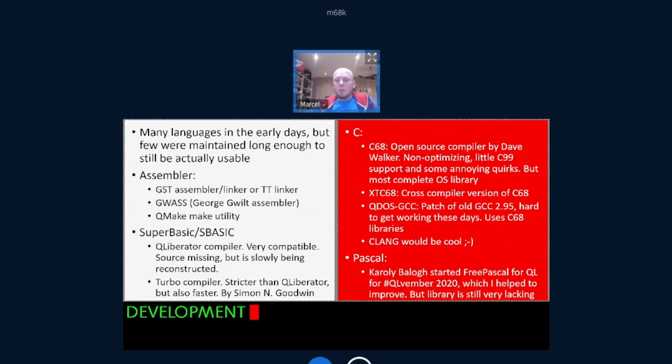XTC68 is the same, but a cross compiler for Linux and Unix systems, I think. There's QDOS GCC, which is a very old GCC 2.95. It's pretty hard to get working these days. I failed a few times. I then managed to run it in a Docker container built by somebody else. But it really would need an update.